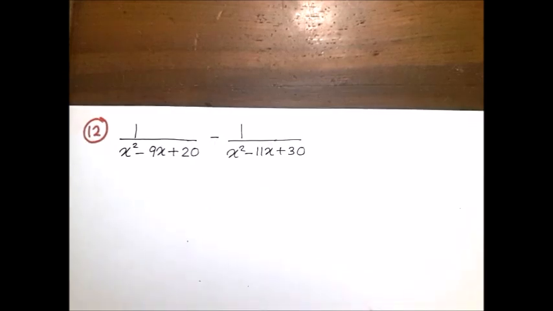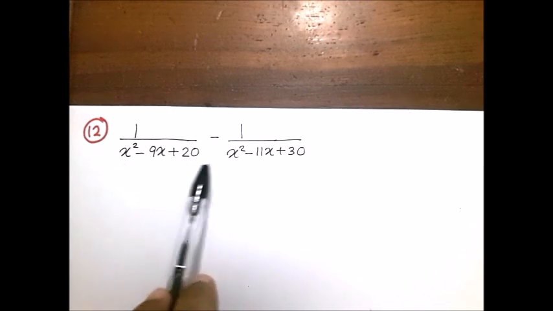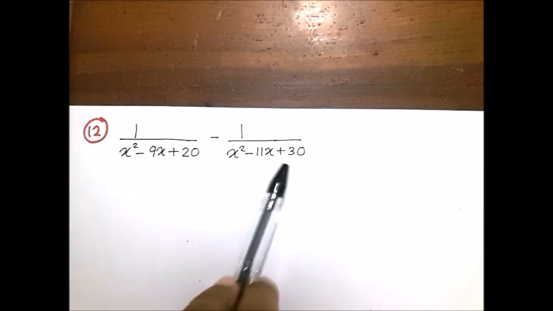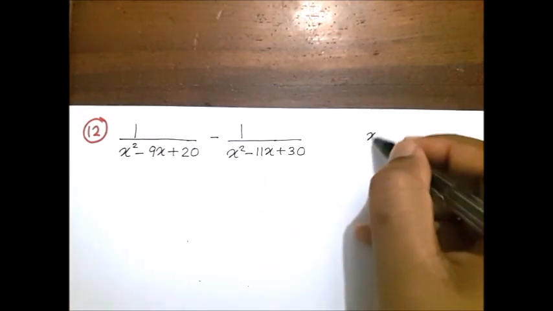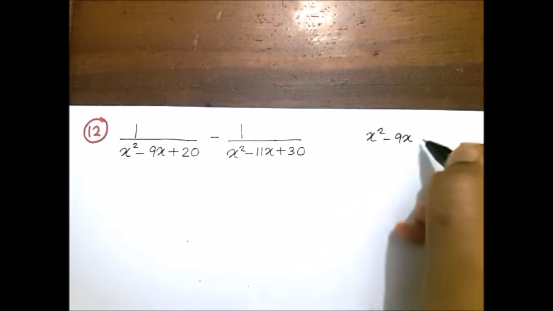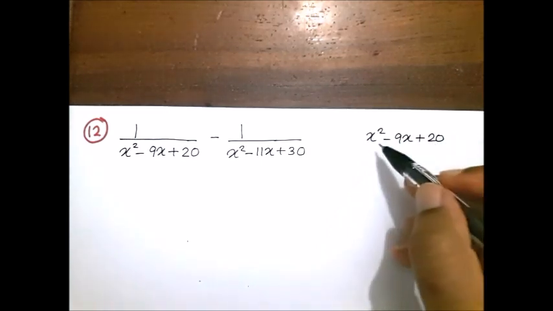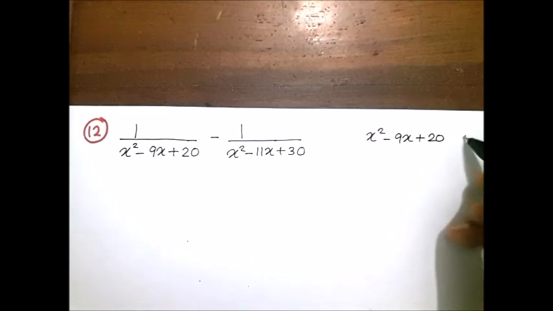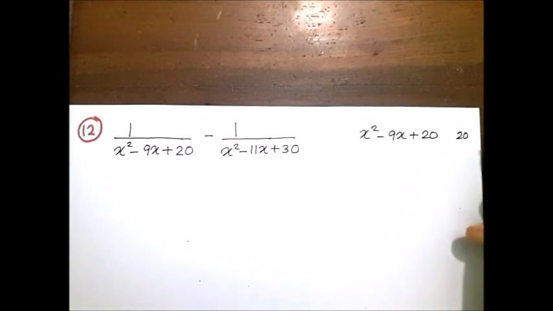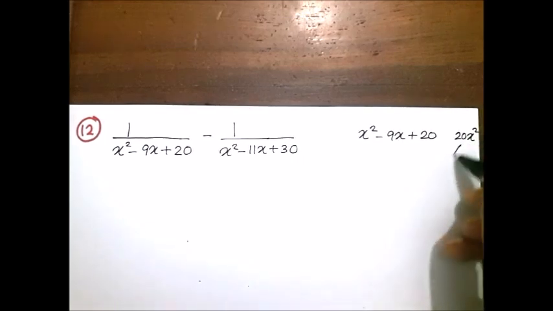Let's start the 12th example. Again, the denominators are trinomial quadratic expressions. First you have to factorize these expressions. For x squared minus 9x plus 20, first multiply the first term and the last term. It is 20x to the power 2.